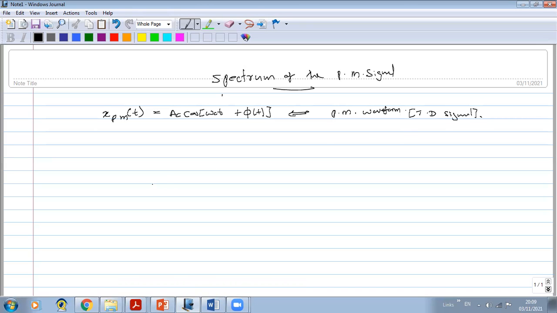Okay. So you know this term, φ(t). This can be defined as Kp by Vm times x(t). x(t) is the information signal or baseband signal. This is the baseband signal. And this Kp is the phase sensitivity, and Vm is the maximum amplitude of this x(t). Okay. So this is φ(t).